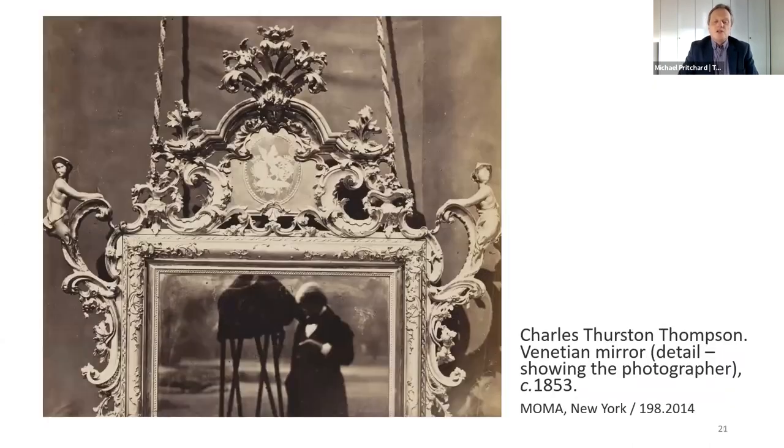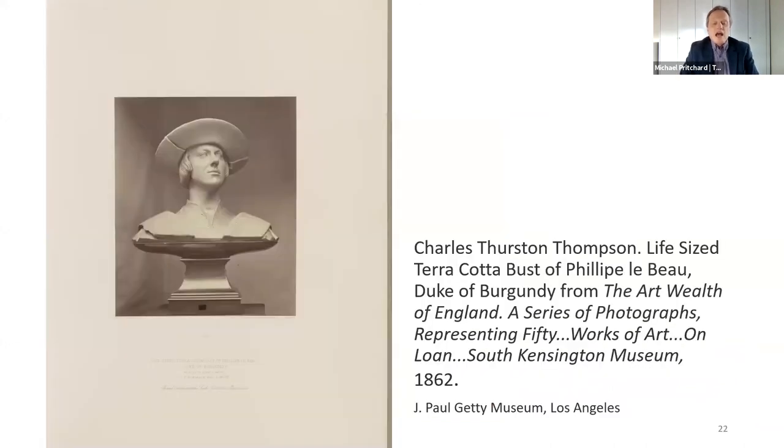Charles Thurston Thompson, another member of the Photographic Society who had worked with Henry Cole on the 1851 Great Exhibition, established a studio at the museum and became its official photographer, photographing works of art, including sculpture. His work appeared in museum publications and was sold commercially for the education of artists and the public.